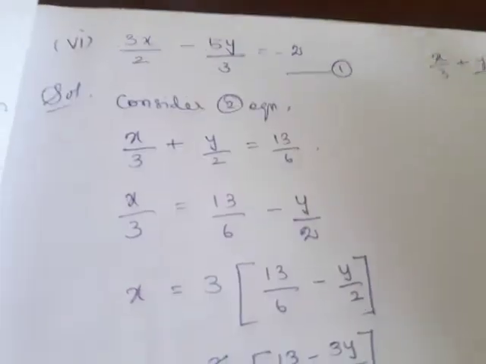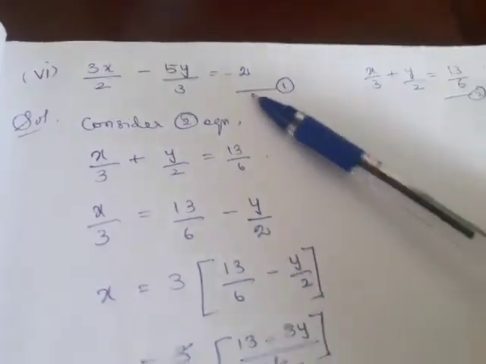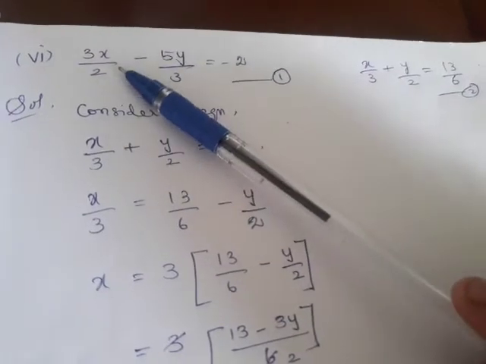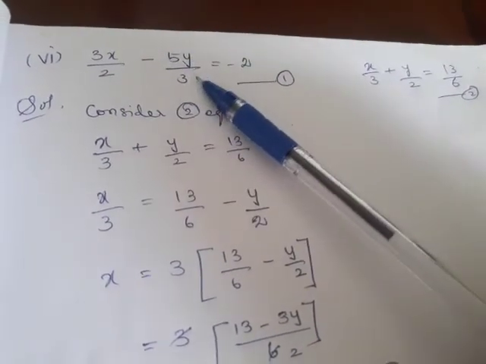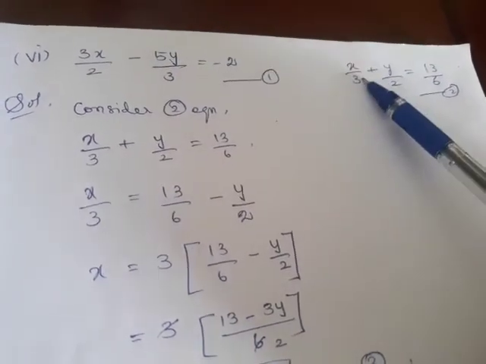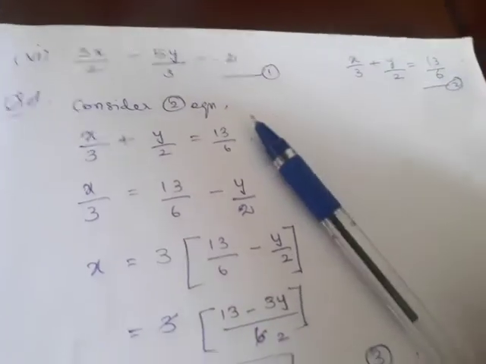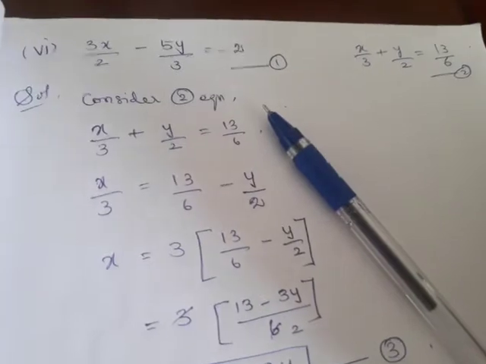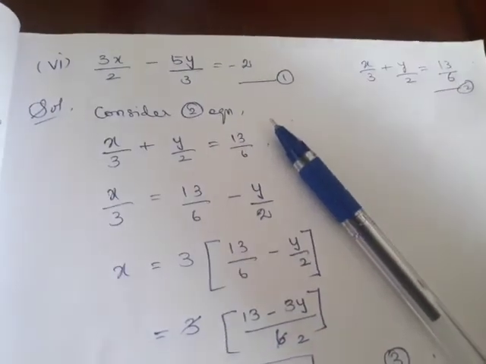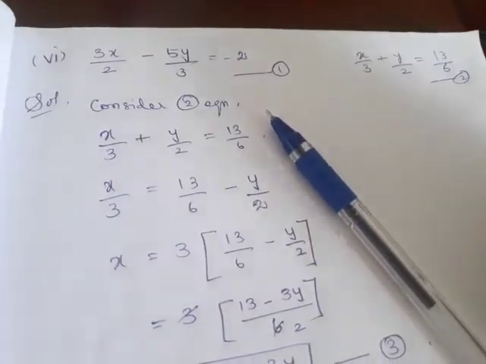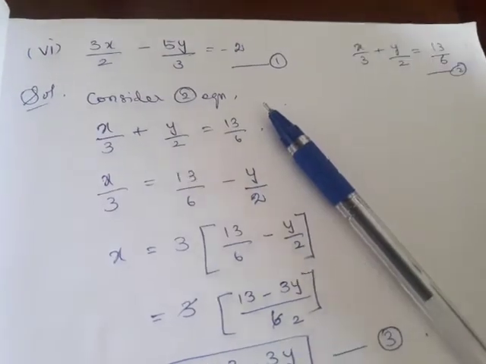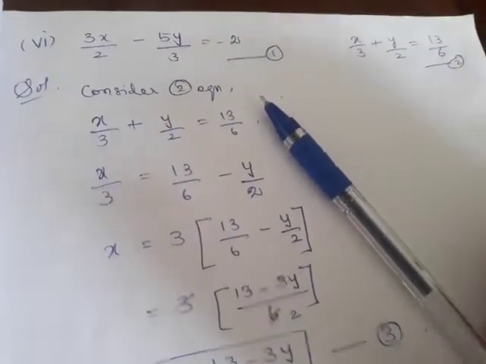Now let us see how we can solve the sixth problem. First equation is 3x by 2 minus 5y by 3 equal to minus 2, second equation x by 3 plus y by 2 equal to 13 by 6. Again, on looking at the question, don't panic. The question may look difficult, but try to solve step by step slowly. You can easily arrive at the solution.